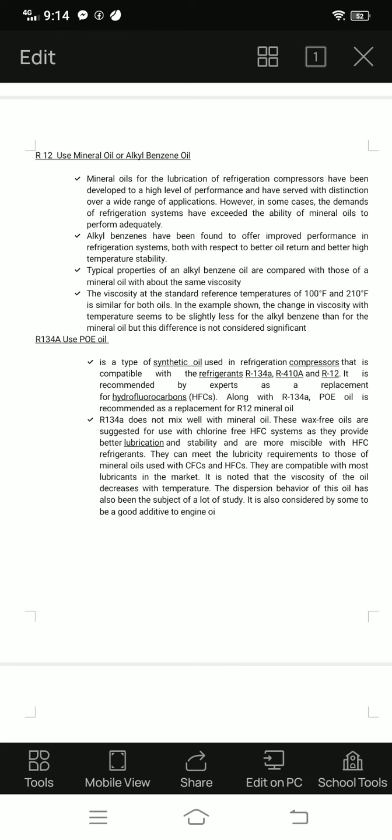Is there oil in 134A? Yes, there is oil in the system to keep the compressor lubricated, and it is carried throughout the system in the refrigerant, and it is usually added when the system is charged.